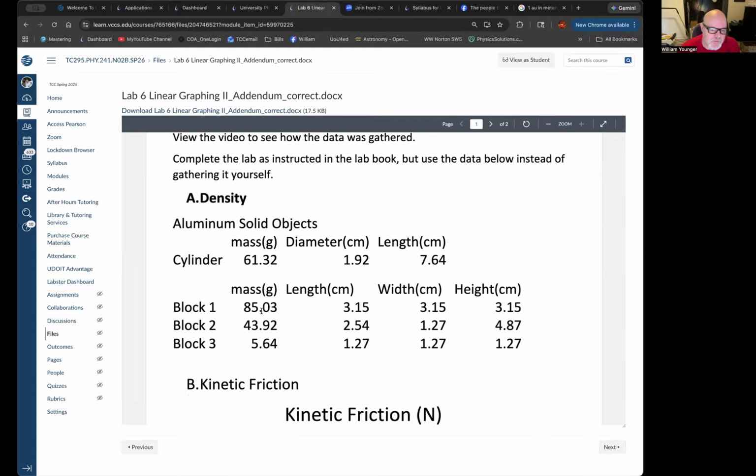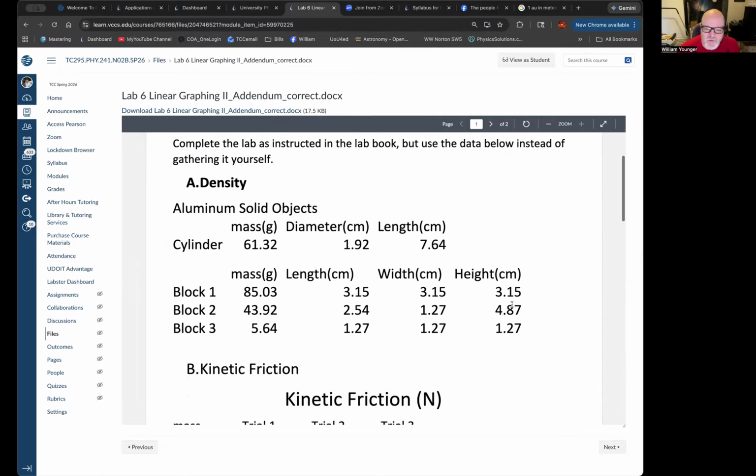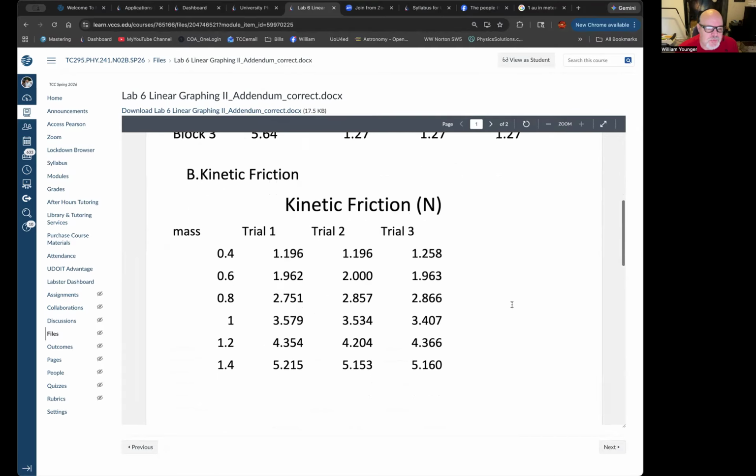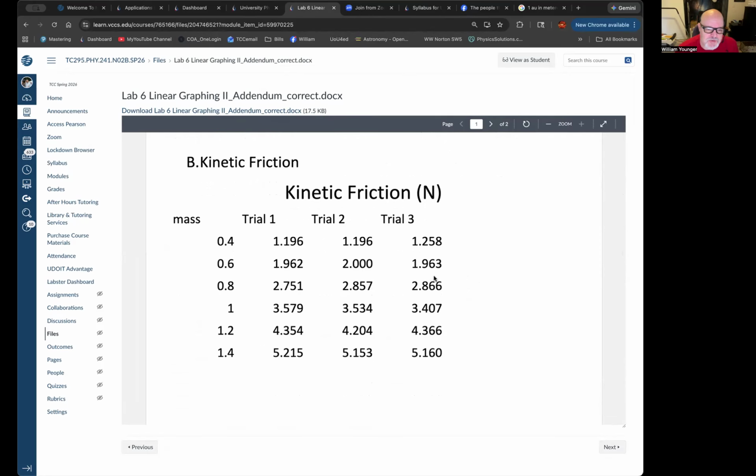But here are the measurements for one block: a mass of 85.03, a length of 3.15, a width of 3.15, and a height of 3.15 centimeters. So that's all the data you actually need for the density part. For the kinetic friction part, you can see these are the masses that we used, and then these are the three trials that I showed you in that data table in your document. So that's how you're going to implement the kinetic friction lab.